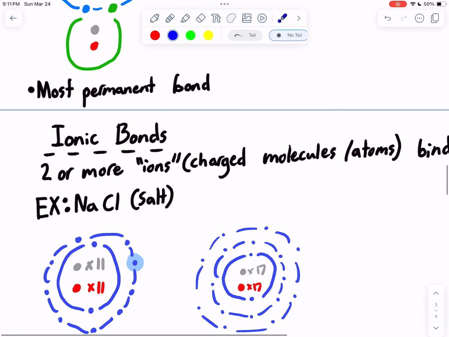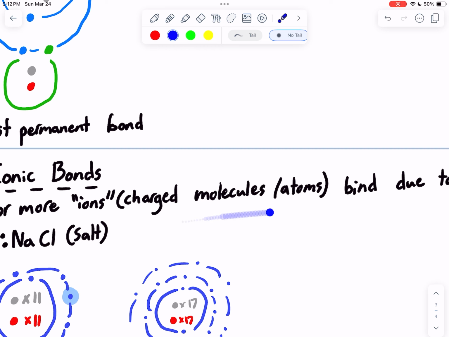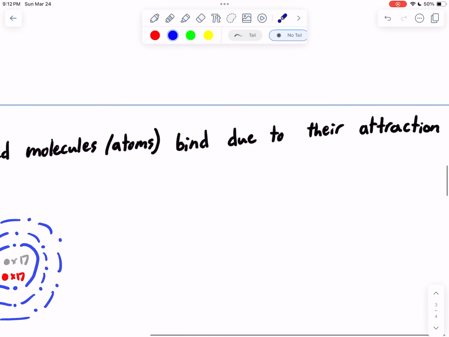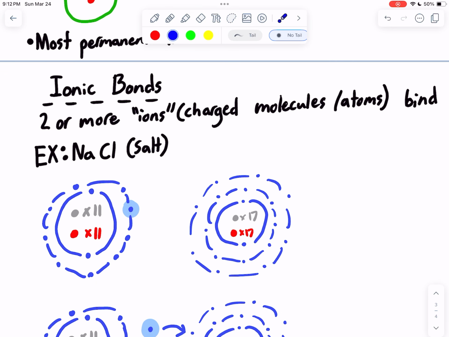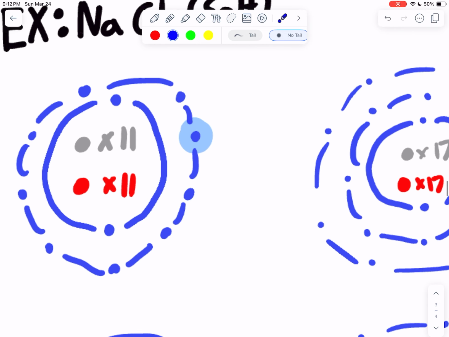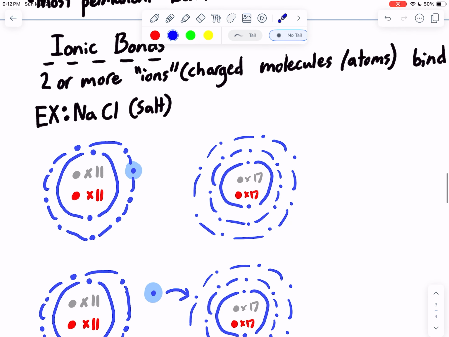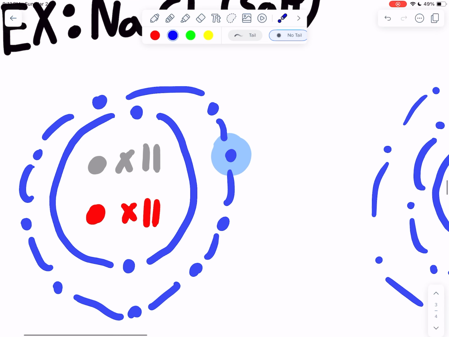The next one is an ionic bond, which is when two or more ions, which are charged molecules or atoms, bind due to their attraction to each other. And this happens in a process that I have written out here. I think it's best to learn through example, which is why I will use the example of NaCl, sodium chloride, which is salt. It's the chemical formula for salt.